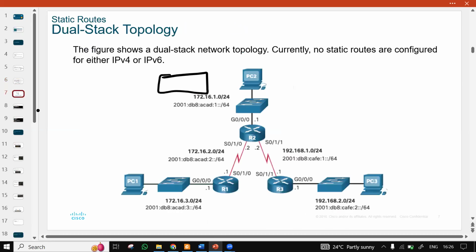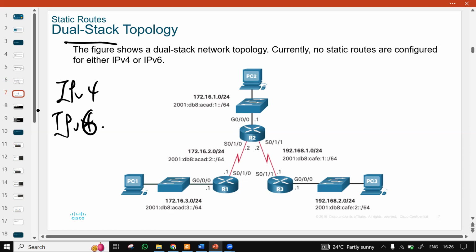All right, number 7, dual-stack topology. Here, we're going to look at a network, the typical network which we are going to configure, where we have 3 routers. When we talk of dual-stack, we are talking of a network in both IPv4 and IPv6. We're going to configure this network, but from our configurations here, we're going to focus only on IPv4. IPv6 configuration is the same, right?